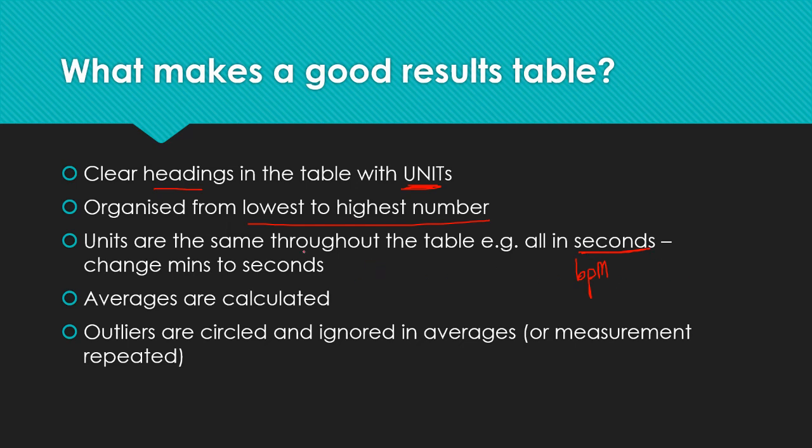So we need to be able to change from minutes to seconds, and we need to be able to change from beats per 10 seconds into beats per minute just by timesing by 6, or, say we take our heart rate for 30 seconds, we're going to times it by 2 every single time, okay? We're going to calculate the average. So you need to make sure you know how to calculate the averages, and the outliers are circled and ignored.